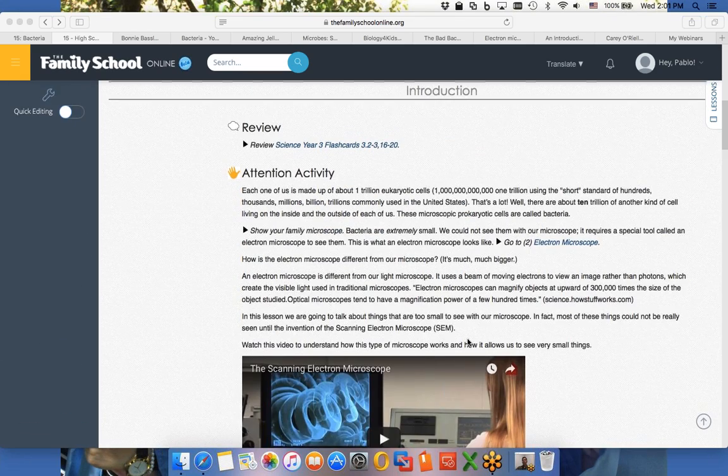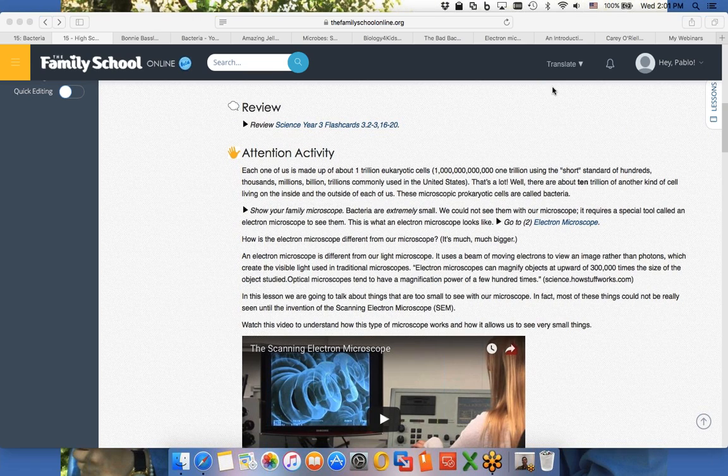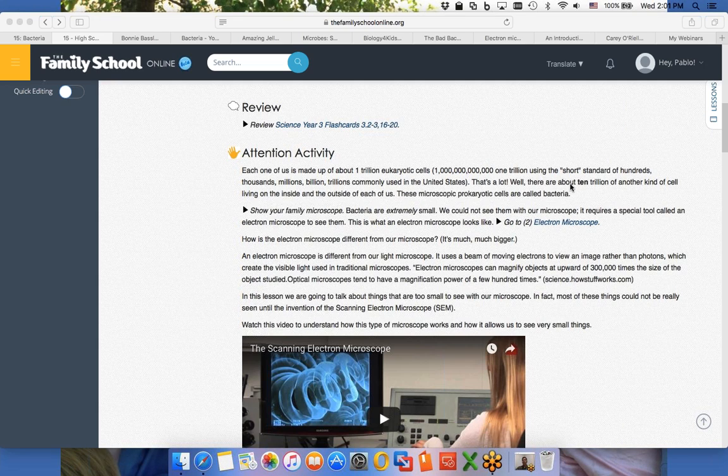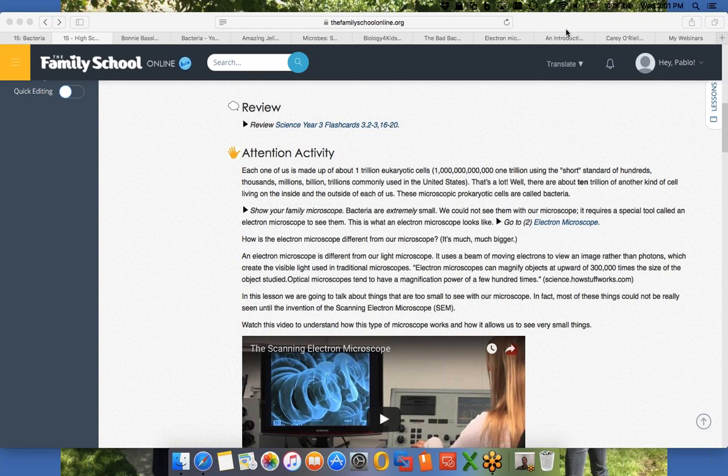Before we start on the topic of bacteria, I was asking Maria to see if she could share with us some of the things that you have learned here about scanning electron microscopes.